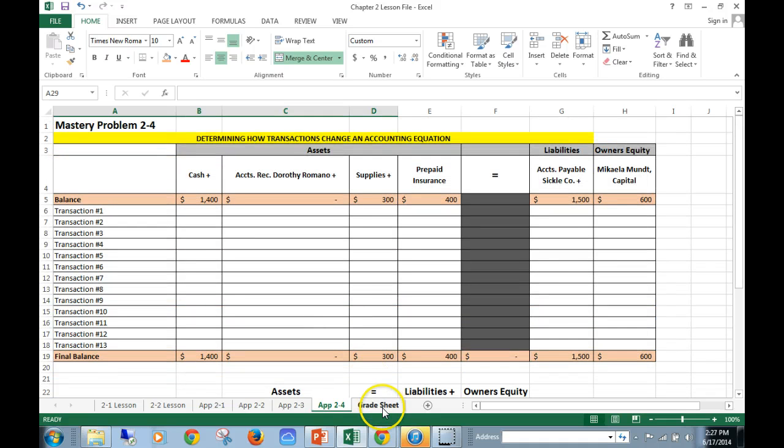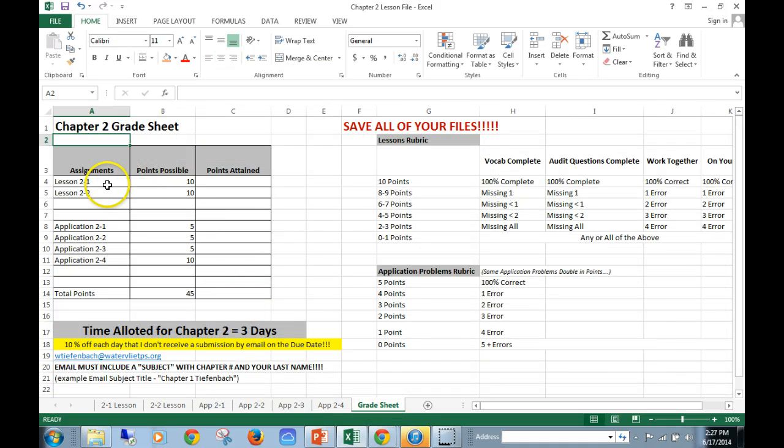This is worth a few more points. If I look at the grade sheet here, again, lesson 2-1, go through that. Make sure to work together in the on your own. The terms, the audit, your understanding questions are completed, each worth 10 points. You have your application problems here and the mastery problem, which is worth 10. Here's the rubric, which still remains the same.